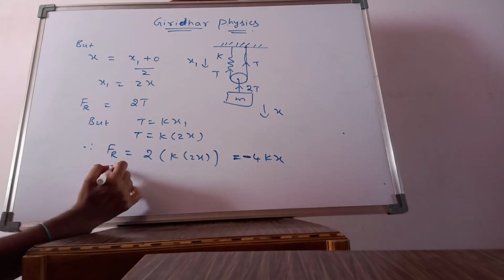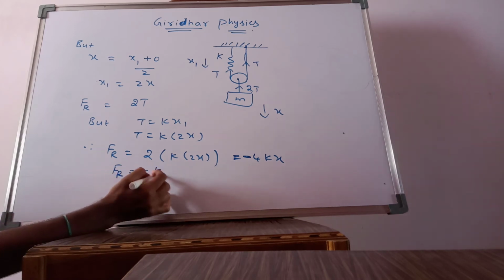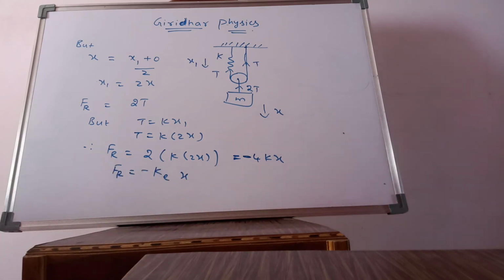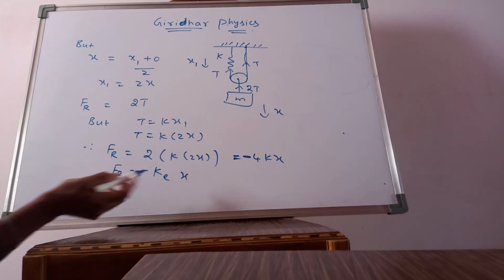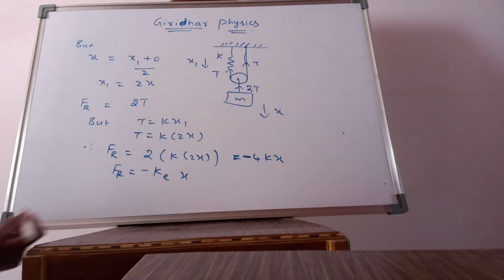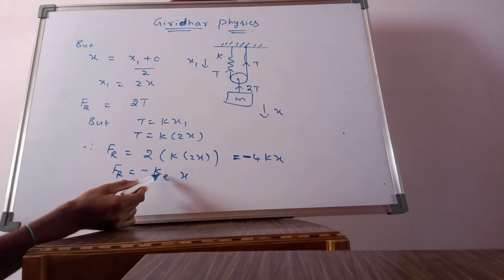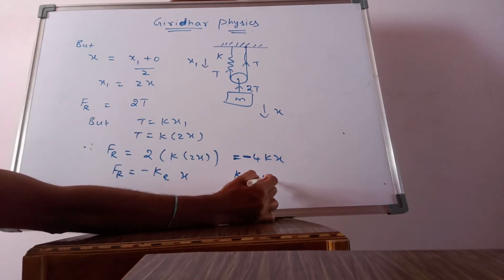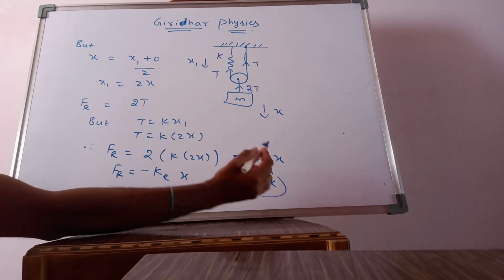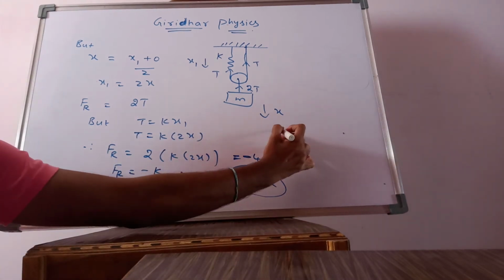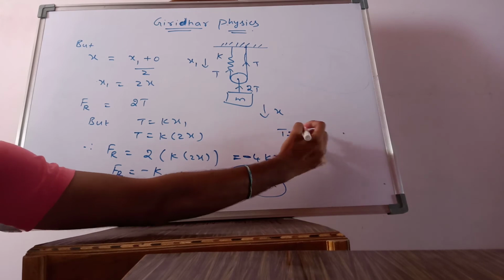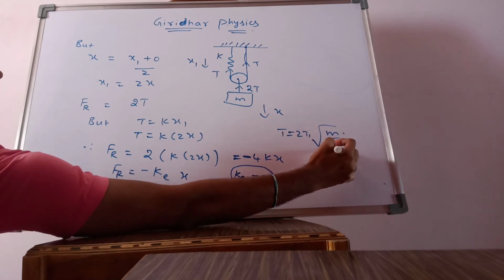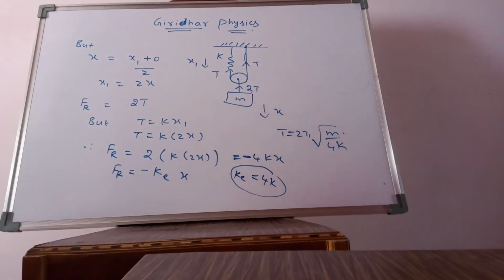So, let me compare with Fr is equal to minus spring constant Ke into x. Ke is the effective spring constant. Instead of Ke, what do we have? 4K. Students, yes or no? So Ke is equal to how much? 4K. Isn't it? So what is the time period now? You know the formula. Time period T is equal to 2 pi into root of m by Ke. What is Ke now? 4K. Are you clear, students? Understand? This is the general approach method.